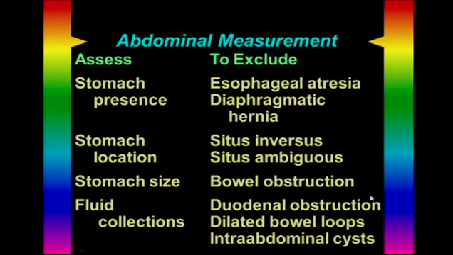We want to see that the stomach is present in order to exclude such anomalies as esophageal atresia or diaphragmatic hernia. We assess the stomach location to make sure it's in the left upper quadrant to exclude such anomalies as situs inversus or situs ambiguus. Then we look at the stomach size because the stomach may be enlarged in situations of bowel obstruction. And lastly, on the view of the fetal abdomen, we also look for other fluid collections besides the stomach in order to identify anomalies such as duodenal obstruction or to look for dilated loops of bowel or intra-abdominal cysts.